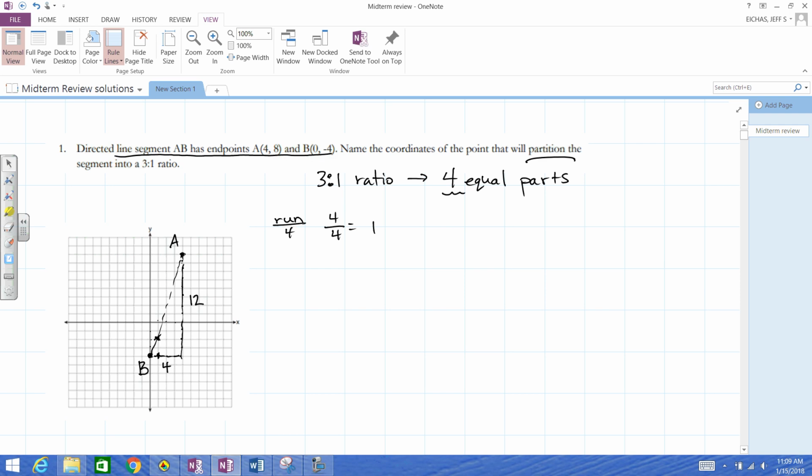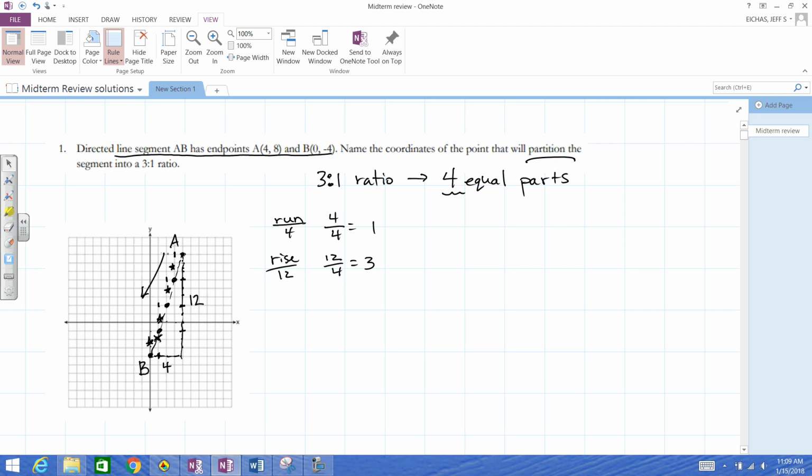So let's start from this way. Okay, A to B. So we're heading that way. All right, the rise is 12. So 12 divided by 4 is 3. So if we move over 1 and down 3, we land right there. Let's do that again. Over 1, down 3. Right there. Over 1, down 3. Right there. So forget that point. Okay, so what I've just done is, what you can see is we've got 4 equal parts here.